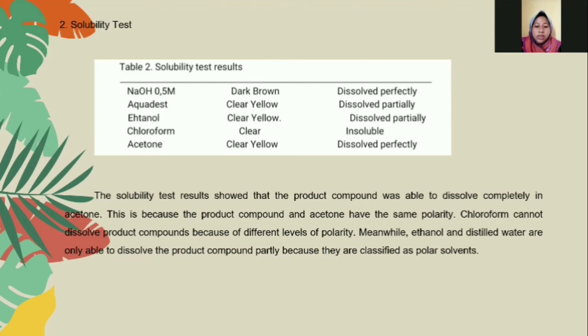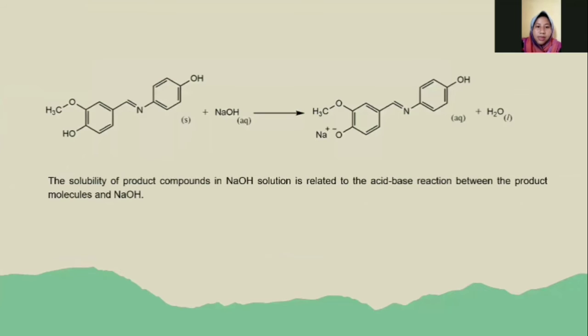Meanwhile, ethanol and distilled water are only able to dissolve the product compound partly because they are classified as polar solvents. The solubility of product compounds in sodium hydroxide solution is related to the acid-base reaction between the product molecules and sodium hydroxide. From the release of the hydrogen ions, a Schiff base anion is formed which will bind with sodium to form a sodium salt. The formation of this salt makes the compound completely dissolved in water due to electrostatic interaction.